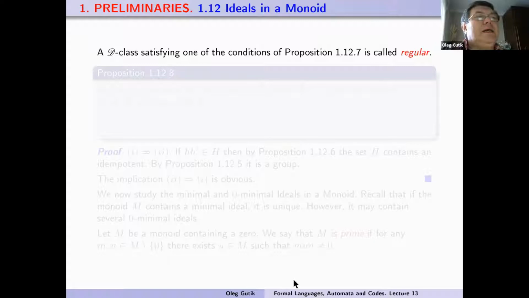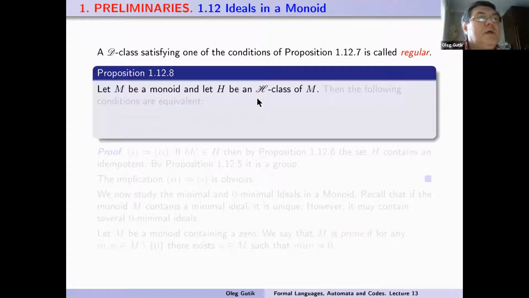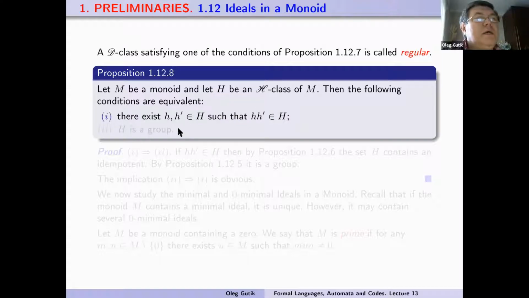A D class satisfying the conditions of the previous proposition is called regular. Proposition 1.12.8. Let M capital be a monoid and let H be an H class of M capital. Then the following conditions are equivalent. One: there exist H and H prime from H capital such that H H prime belongs to H capital. Two: H capital is a group.